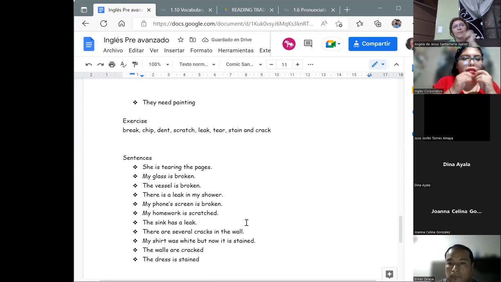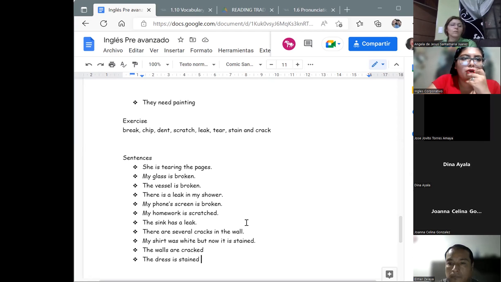Okay, here we have some examples of the sentences in which we are talking about some problems. I will read these ones and then I'm going to write some of the solutions that you wrote on the chat. So don't worry, we are going to talk about just the problems and then we're going to talk about the solutions. We have: she is tearing the pages, my glass is broken, the vessel is broken, there is a leak in my shower, my phone screen is broken, my homework is scratched, the sink has a leak, there are several cracks in the wall, my shirt was white, but now it is stained.